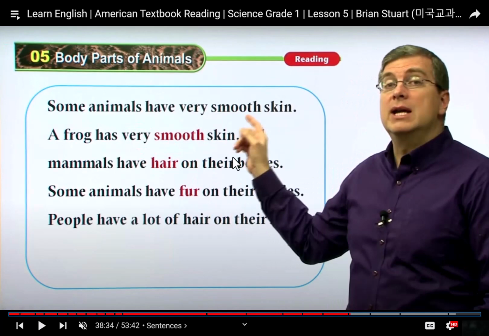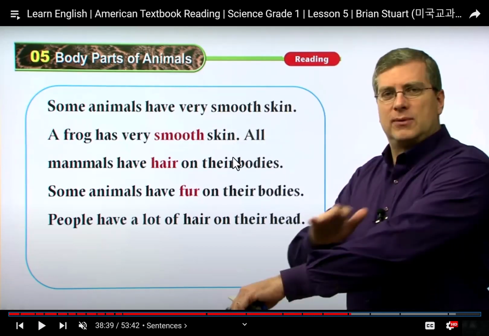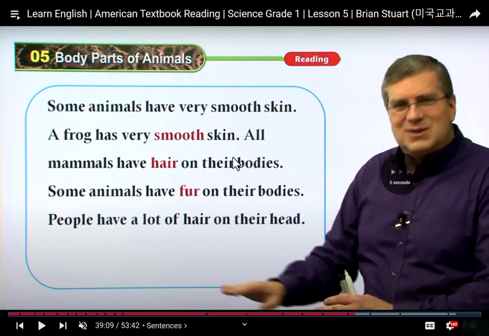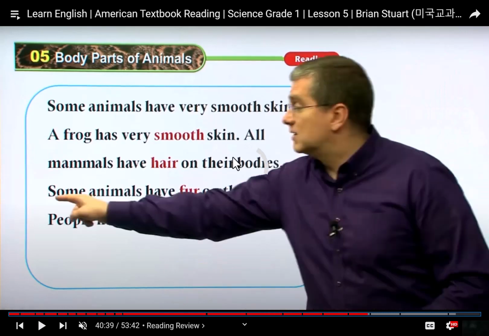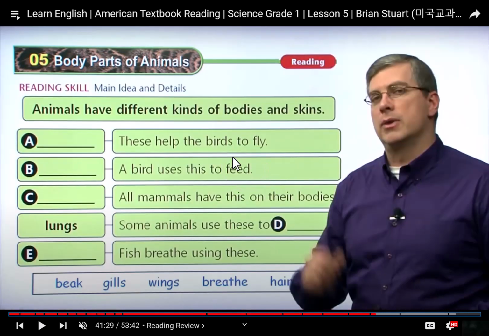Some animals have very smooth skin. A frog has very smooth skin. All mammals have hair on their body. Some animals have fur on their body. People have a lot of hair on their head, so we don't say we have a lot of fur here or there. We don't have fur, right?